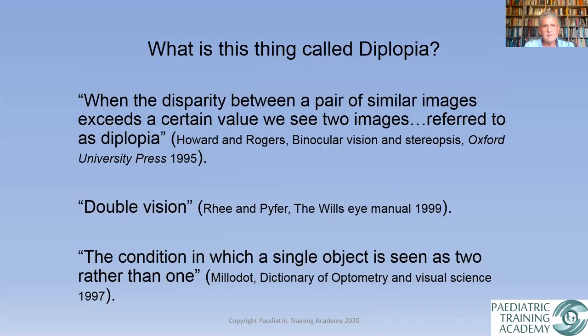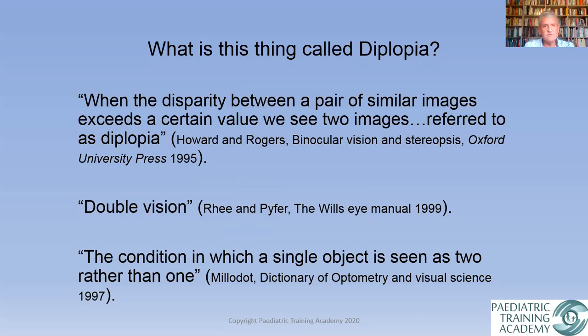If we go back, the first definition is, in my view, not optimal, in that it suggests that you have to have two eyes. When the disparity between a pair of similar images, suggesting that two eyes are being used, we can see two images. However, you're going to see in a little while that you don't have to have two eyes to have diplopia. Therefore, this first definition, in my view, is not a good one.